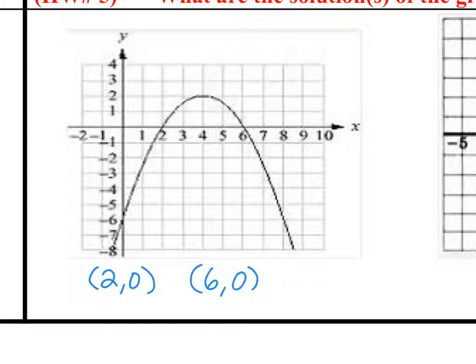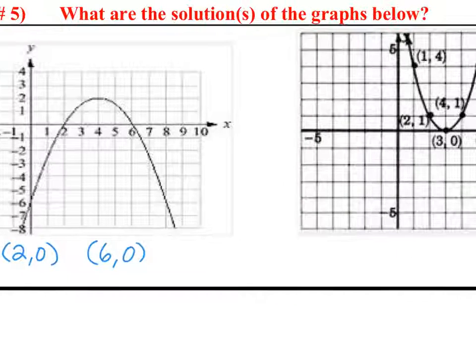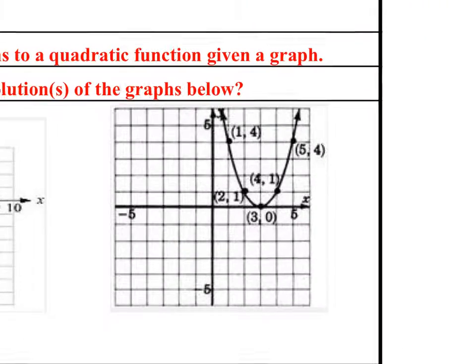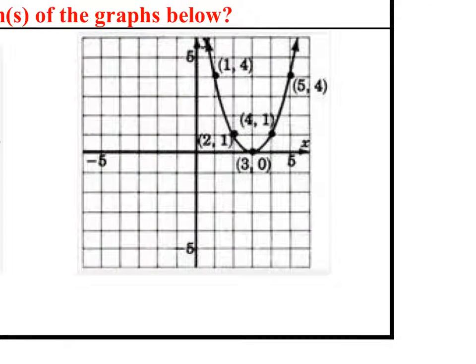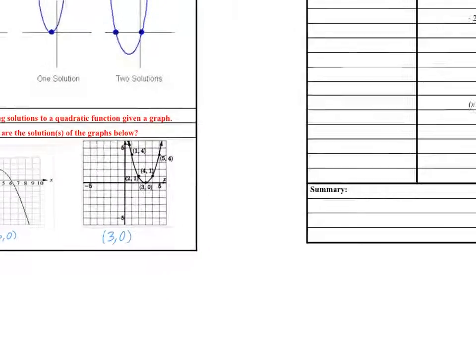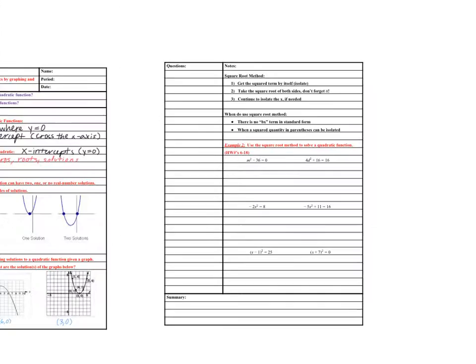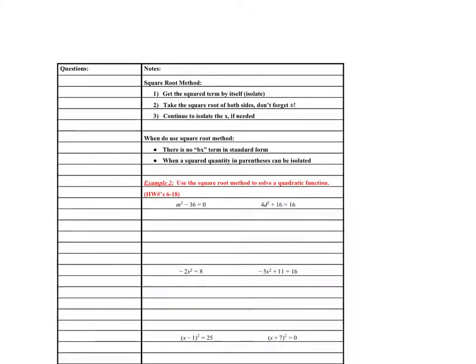It's a good idea to graph whenever it's really obvious where the x-intercepts are. If it's not obvious, you need to use a different method. Okay, look at the next one. What are your solutions? There's only one because the vertex is at the x-intercept. The solution is (3, 0). That's it for graphing. If you can graph the quadratic and tell me where the x-intercepts are, you have found your solutions. Easy. Okay. The other method we're talking about today is square root, which is solving an equation.